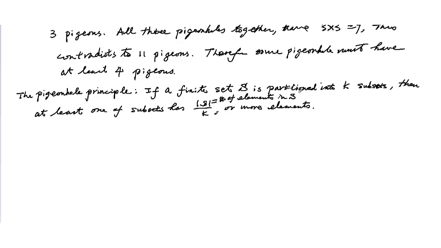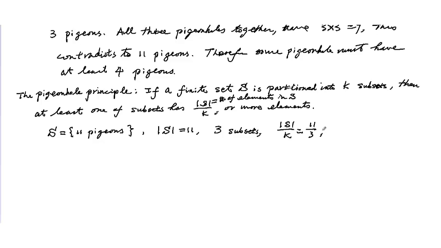So in our example just now, S is 11 pigeons, so the cardinality of S is 11. And then we have 3 pigeonholes, and that is 3 subsets. Therefore, there will be cardinality of S divided by K, that will be 11 divided by 3, which is 3.66. And then that gives us 4 pigeons.